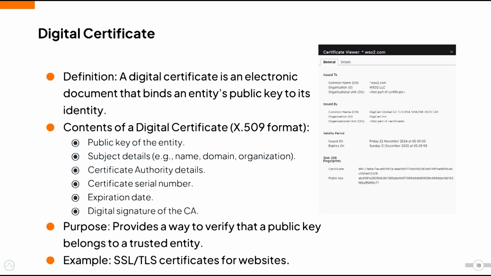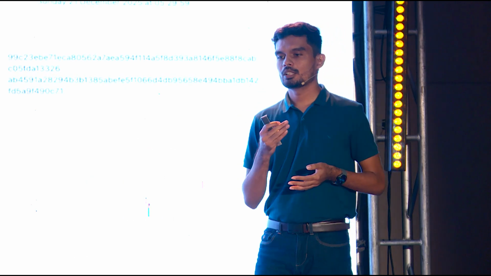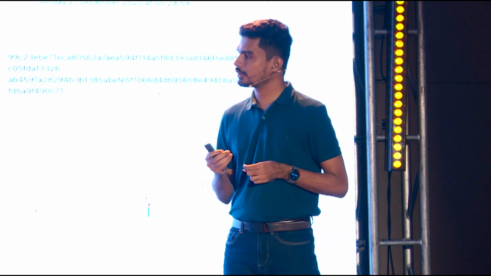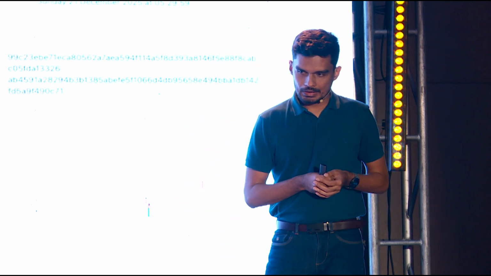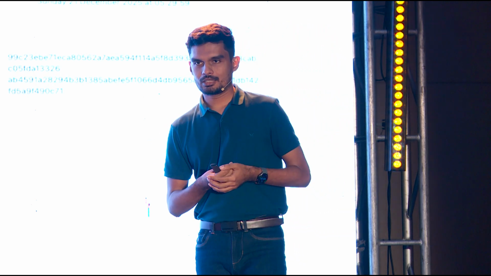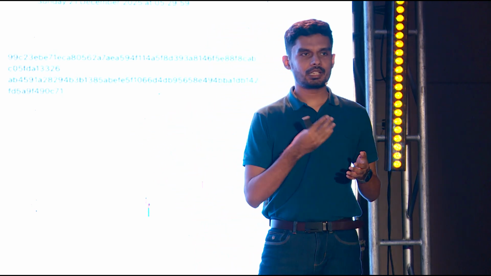So the next concept we have is digital certificate. Digital certificate is an electronic document that binds an entity's public key to its identity. So if you remember when we discussed asymmetric key encryption, your public key is publicly available information, but to prevent anyone from forging a public key for your identity, you need a digital certificate, because the certificate authority is guaranteeing that your public key and your identity are bound together.